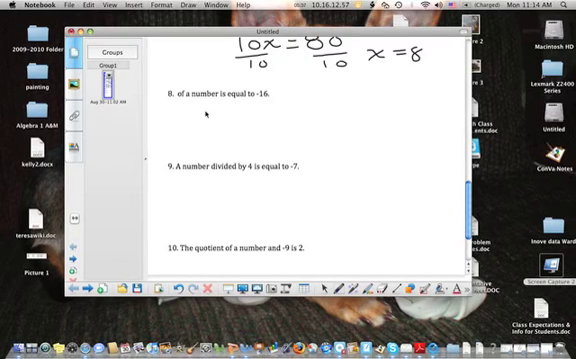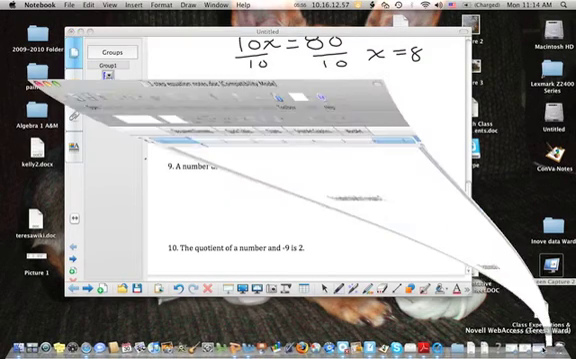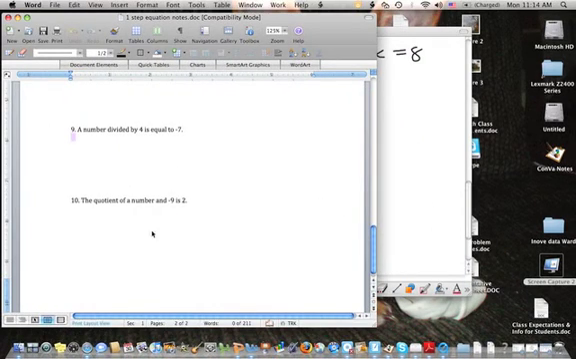I must be missing something here. It says of a number is equal to -16. I wonder what that was supposed to say. I don't have another copy of my notes in front of me, so I'm going to leave that one here right now. If I can grab one in a minute, I'll pull that out. But I'm going to skip number 8 for now. I didn't realize that, so I tell you what, let me do this. Bear with me for just a second.